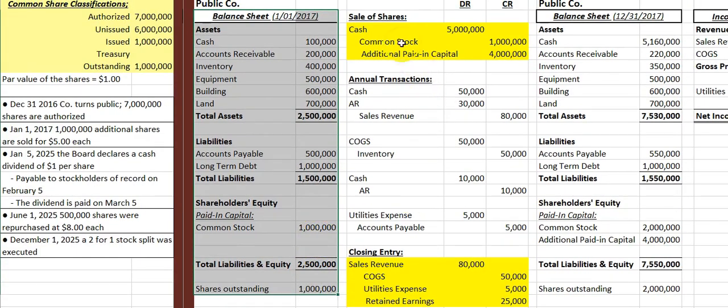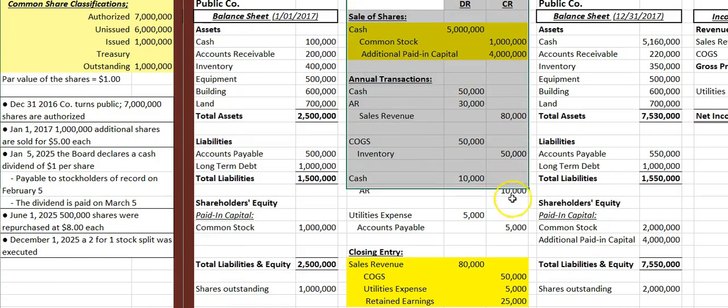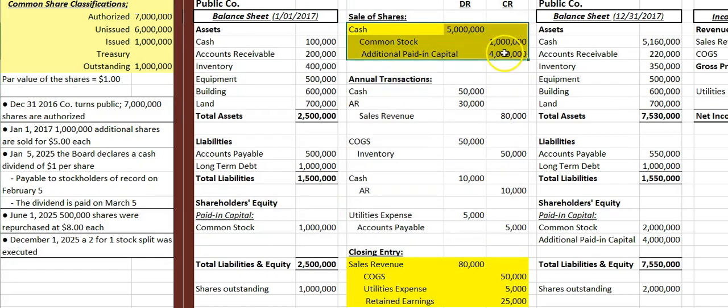I did various transactions. Among them, I sold some common stock, and we see how that affected my common stock account, right? Common stock went up by 1 million. Additional paid-in capital went up by 4 million because I sold 1 million shares at $5 each, right? Which brought my cash up by $5 million, okay?